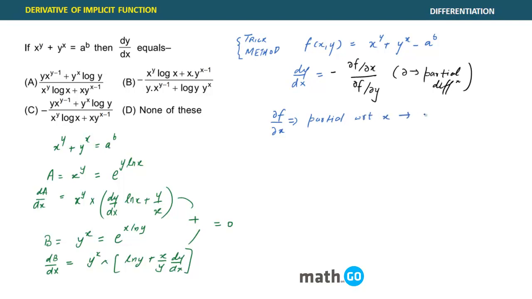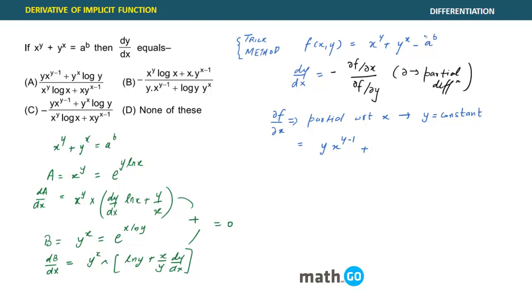This means here y will be a constant. y is not a variable now, it is only a constant. So if you want to differentiate this with respect to x in terms of partial differentiation, the term x raised to power y is like saying x cube or x raised to power n. So what is the derivative then? y x raised to power y minus 1, right? Then y raised to power x.